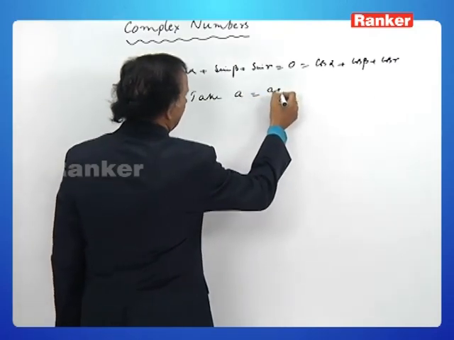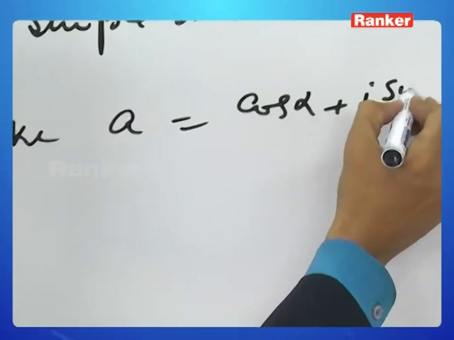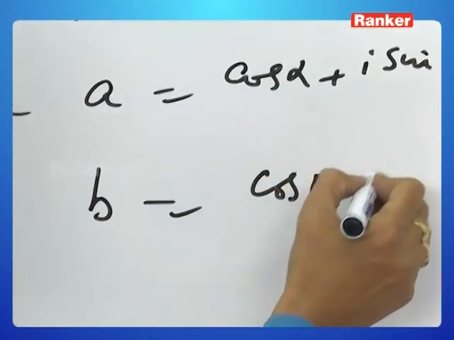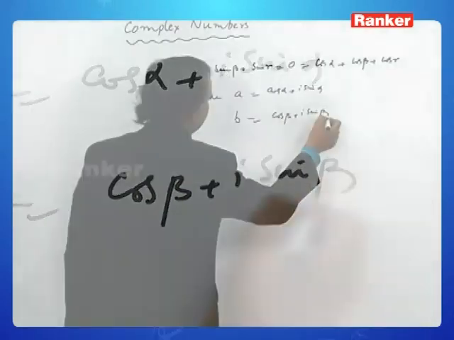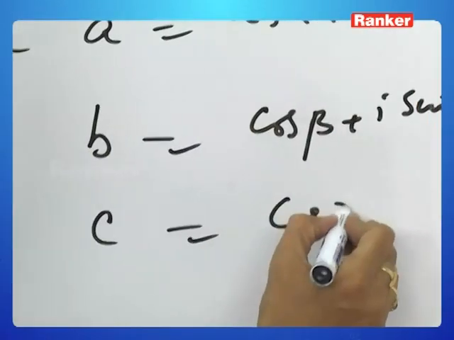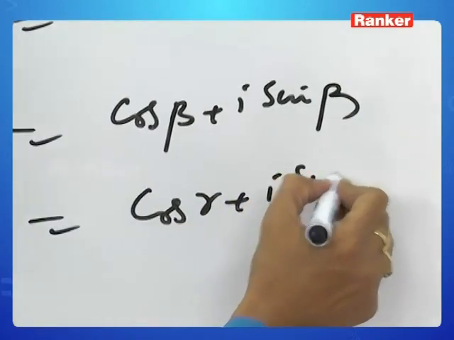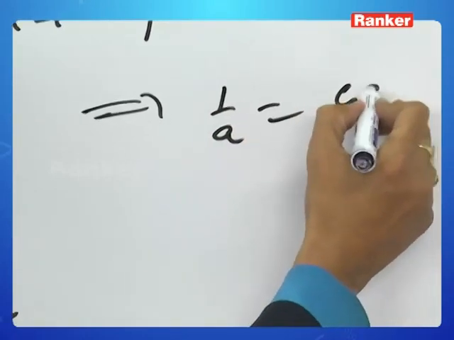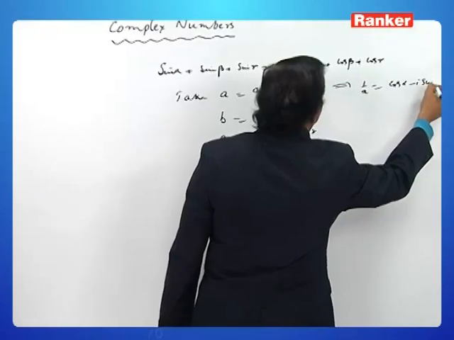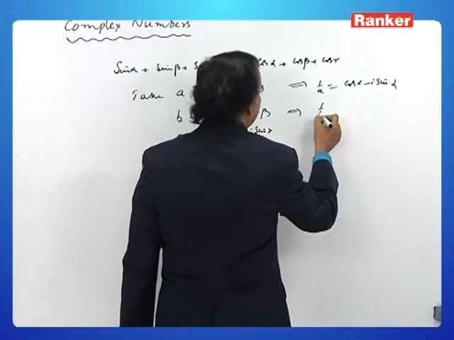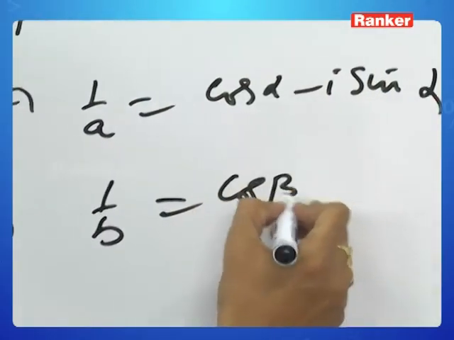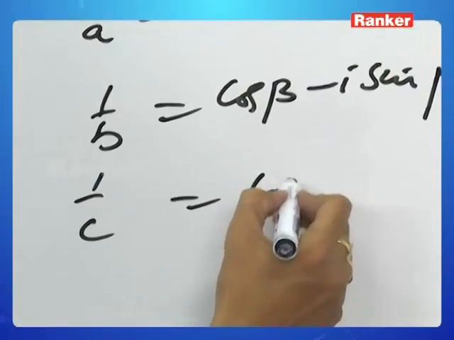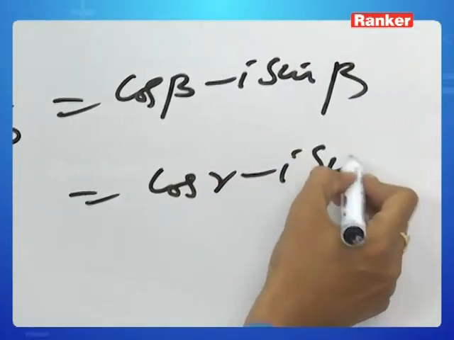Okay, take a = cos alpha + i sin alpha, b = cos beta + i sin beta, c = cos gamma + i sin gamma. From this you will be able to have 1/a = cos alpha - i sin alpha, 1/b = cos beta - i sin beta, and 1/c = cos gamma - i sin gamma.